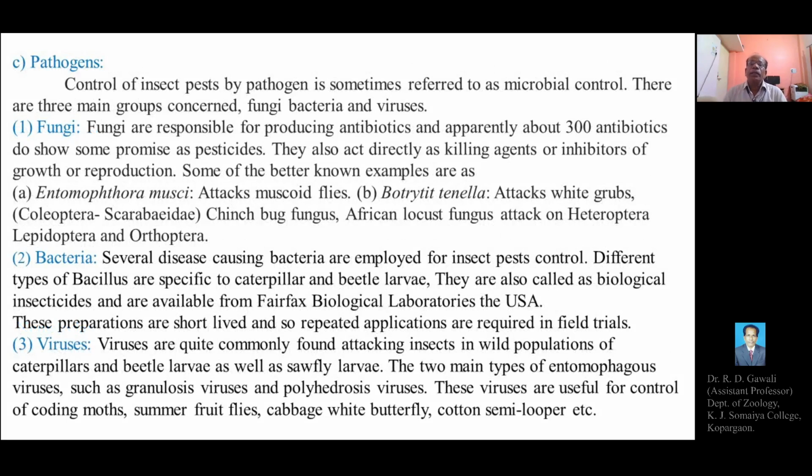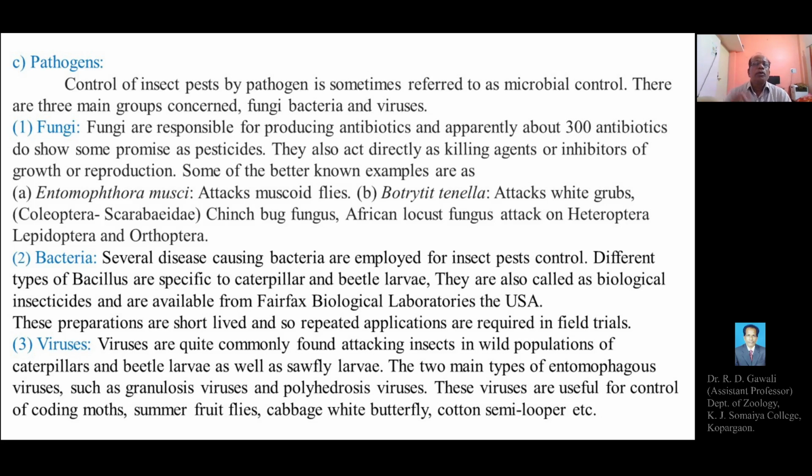Then the third category of biological agents. Already we have explained predators and parasites. Now the third one is pathogens. There are different types of pathogens, or microorganisms, which cause various diseases. That will also help in natural control or biological control of a variety of crop pests. And they are bacteria, viruses or fungi.